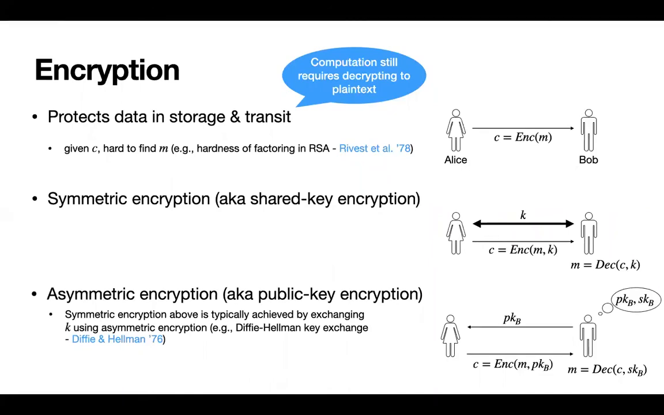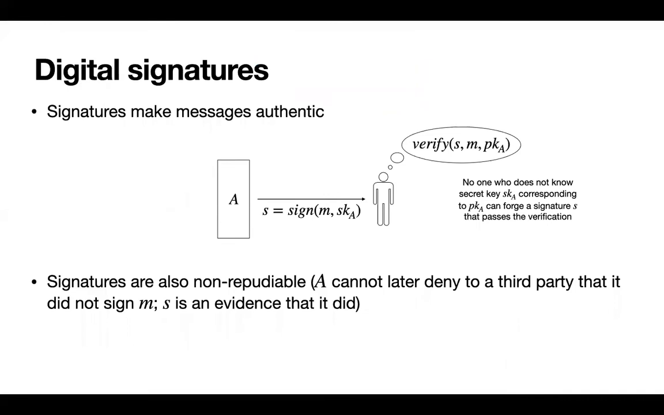Okay. So then I'll move on to the other basic primitive, which is digital signatures. What signatures do is they make messages authentic. Again, this is true in both the physical world and the digital world. In the digital world, you want to make some message M authentic, so you sign it using your secret key. Now, a person who is verifying it verifies it using your public key, so that this verification will not pass unless this signature S was signed using the corresponding secret key.